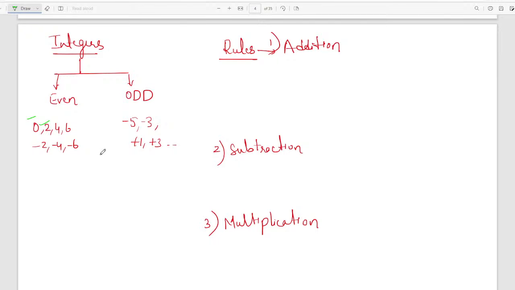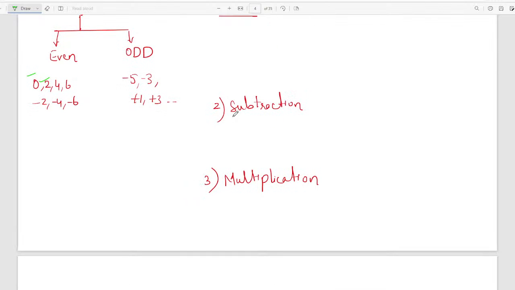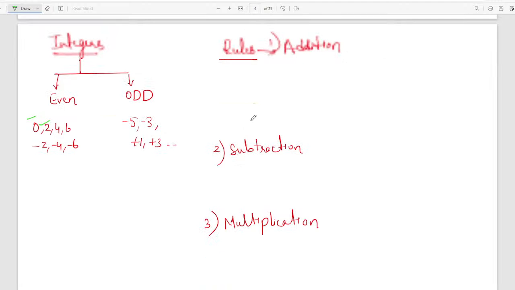And then we have odd numbers. Odd numbers are the numbers which are not divisible by 2. Those are minus 5, minus 3, plus 1, plus 3, and all such numbers are odd numbers. So we have the rules for these integers. Before going into the properties of integers, we'll see the properties of even and odd numbers.